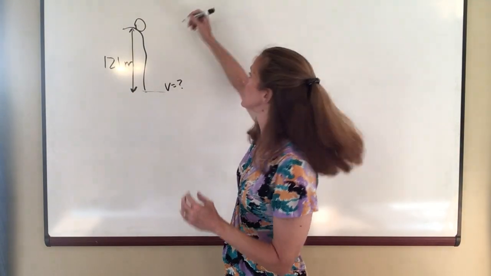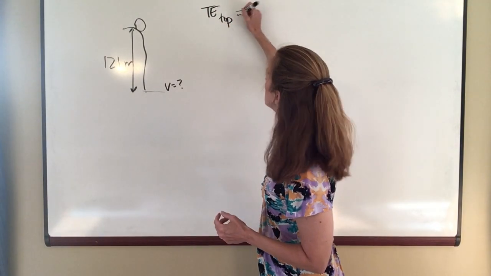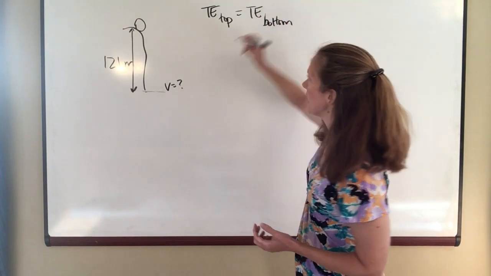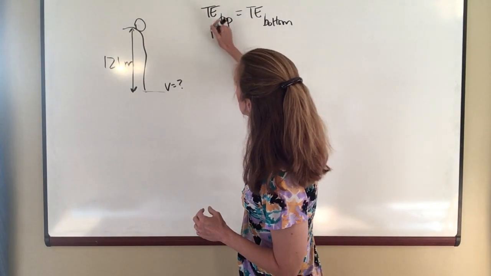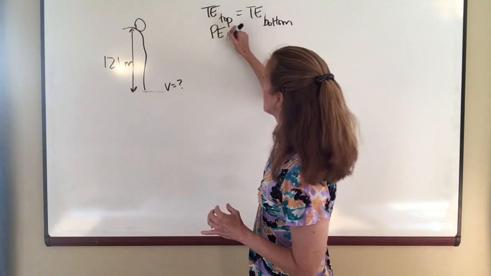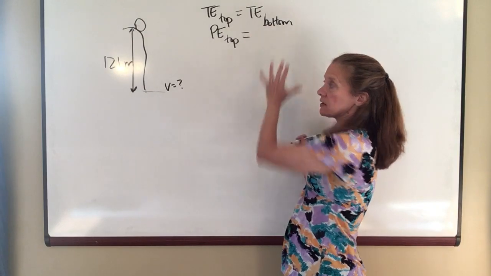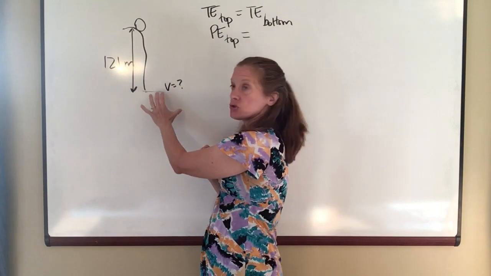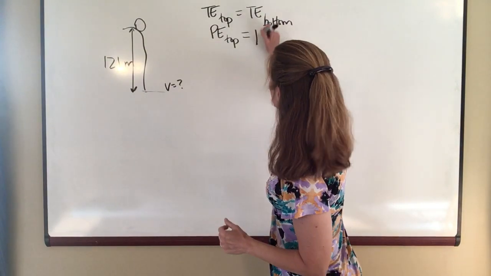So because energy has to be conserved, the total energy of the rock at the top of the cliff is going to be the same as the total energy of the rock at the bottom of the cliff. Now, at the top of the cliff, again, it's not moving up here yet, so all of its energy up here is going to be potential energy. It's not moving, so there is no kinetic energy. So the potential energy at the top is equal to what kind of energy does it have at the bottom? Well, the instant before it hits, there's no potential energy left. It's all disappeared. It's all been converted to kinetic energy.